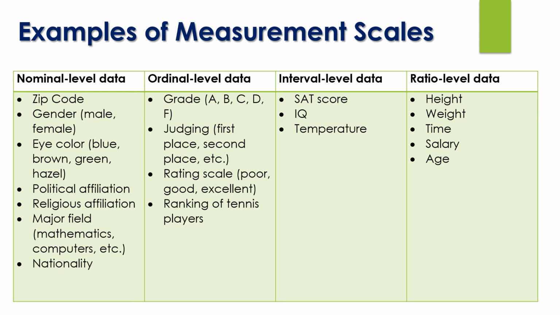Okay, nationality. Ordinal, so yung grade na A, B, C, D, E, F. Yung judging, first, second, third, etc. Okay, so rating scale, poor, good, excellent. So ranking of tennis players. So interval data, yung mga score natin dyan, IQ test, temperature, and then ratio level of data, we have height, weight, time, salary, and then age.